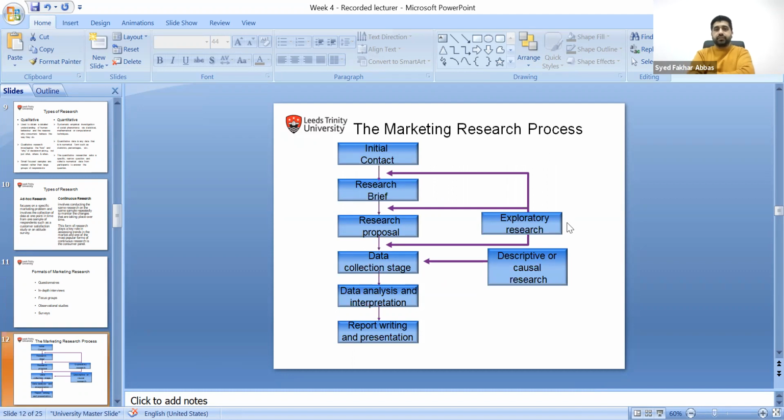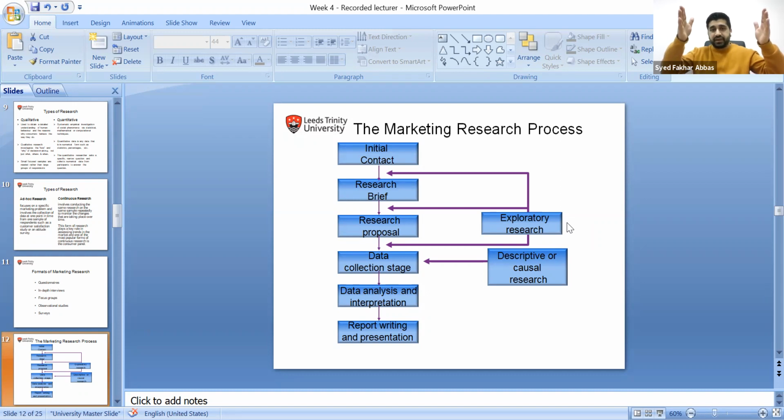The marketing research process. Basically, as we discussed, in exploratory research, initially we make contact, we do a research brief, then we provide a research proposal, we collect different data, and then we analyze that data. At the same time, we interpret it, and at the end, we write a report and present it to the management.